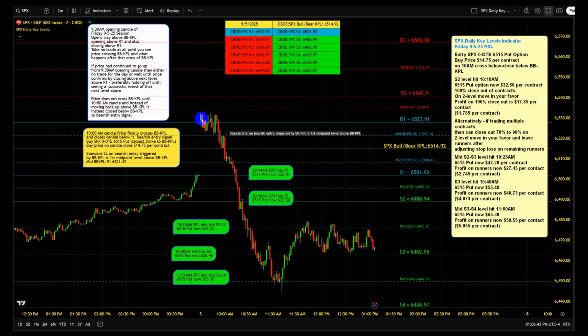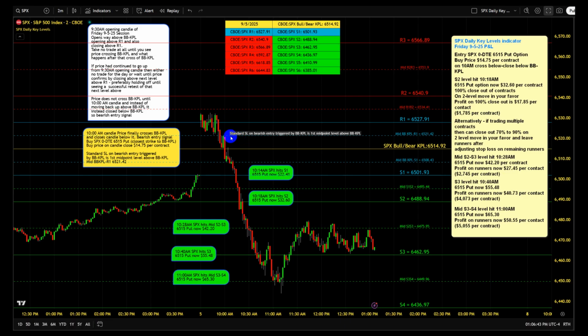Okay, so what does happen here is we have a move sideways, and then we have a move back down towards the bull bear key price level. There still is no cross here, so we have no cross and then reaction from that cross until this candle here at 10 a.m. At 10 a.m. here we have a cross below. Price does not close back above and instead closes below. And this is a pretty decisive close below here. And so that is your entry signal. It's a bearish entry signal because it's cross below and close below.